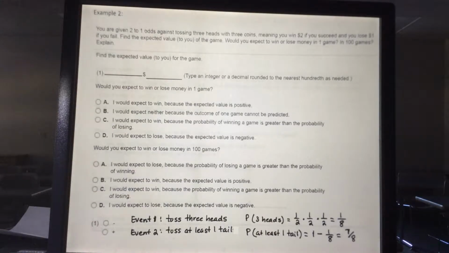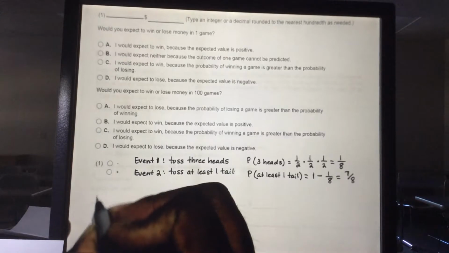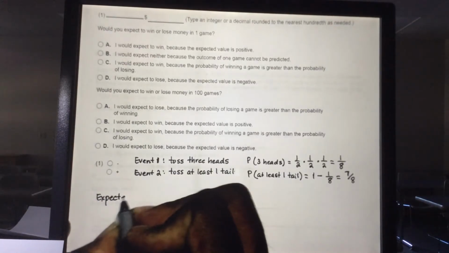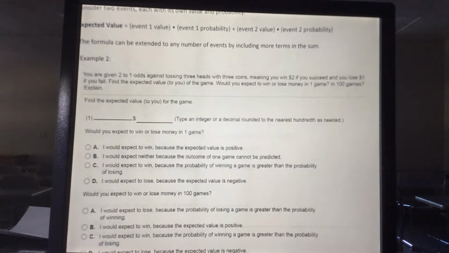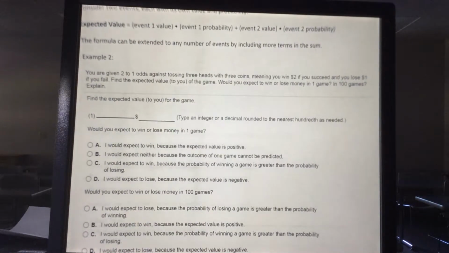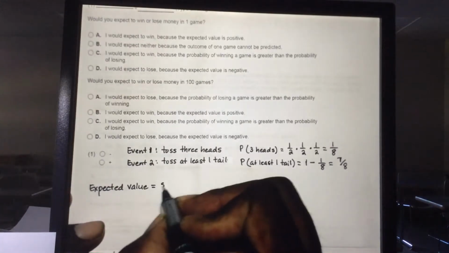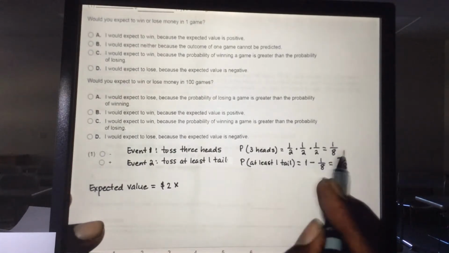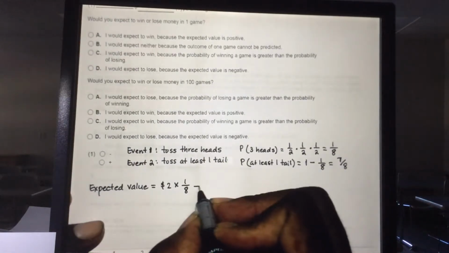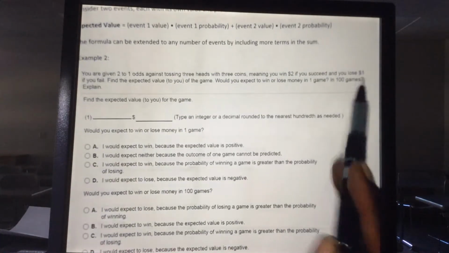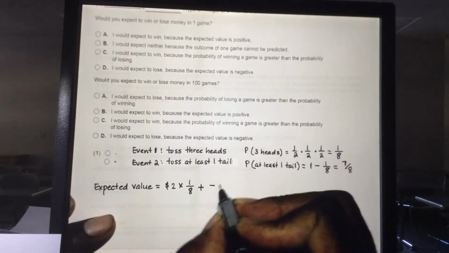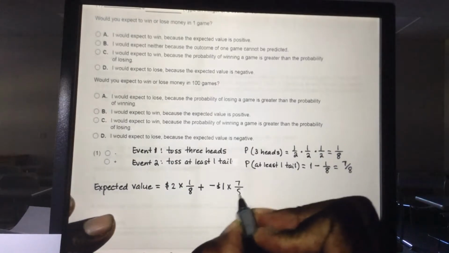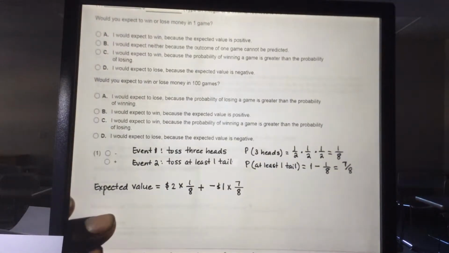And now we're going to find the expected value. I'm going to have to do this at the bottom of the sheet here. To find the expected value, it does say in the problem, if you succeed, you win $2. So this will be a positive $2 times the probability of getting 3 heads, 1 out of 8, plus you lose $1 if you fail. So that's a negative $1 times the probability of getting at least 1 tail, 7/8.